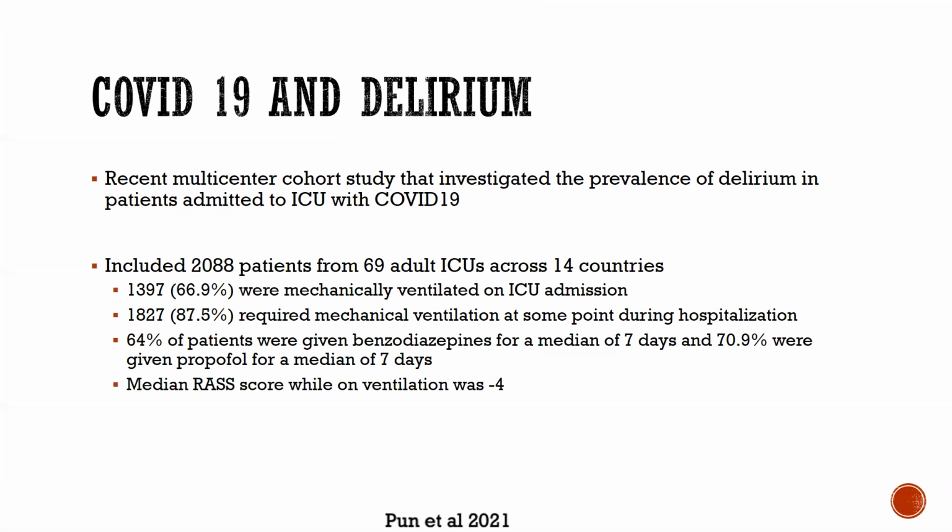They included a little over 2,000 patients from 69 ICUs across 14 countries. And they found that almost 67% were mechanically ventilated when they were initially admitted to the ICU, and 88% required some form of mechanical ventilation at some point during their hospitalization. Other important characteristics: 64% of patients were given benzos for a median of 7 days, and 71% were given propofol for a median duration of 7 days as well. Also important, their median RASS score tended to be -4 while they were on mechanical ventilation.